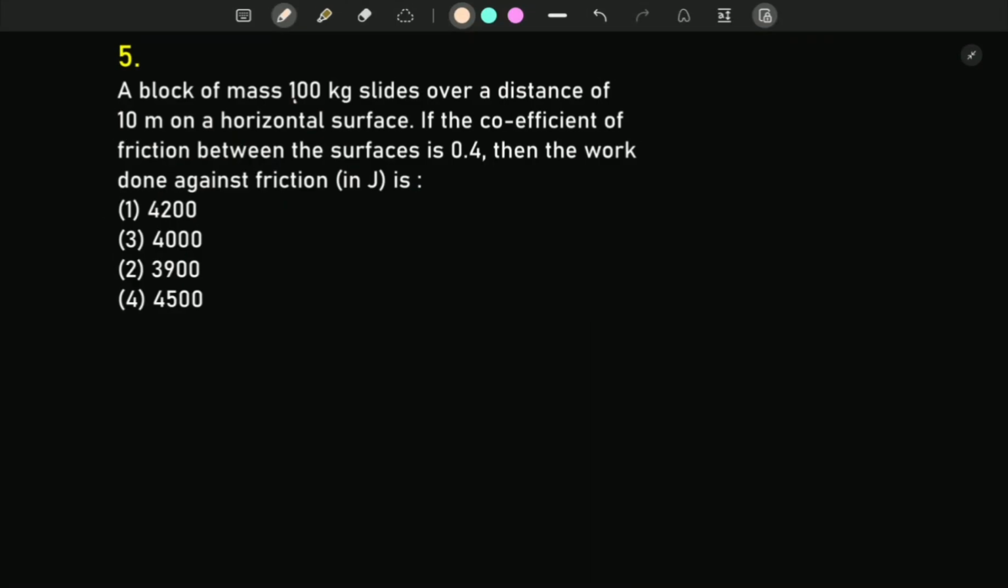So the next question says, a block of mass 100 kg slides over a distance of 10 meter on a horizontal surface. The coefficient of friction between the surfaces is 0.4. Then the work done against friction. So let us draw this. This is our path. Let this be the block of 100 kg. Now this will slide over this path. And let us take this distance as 10 meter. So mg is acting downwards, 100g, and the normal reaction force N is upward.